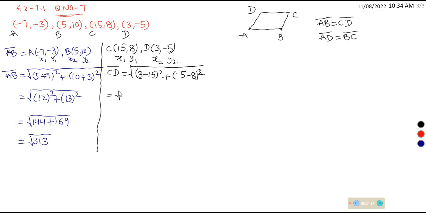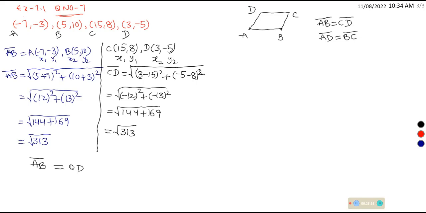3 minus 15 is minus 12, whole square, plus minus 13 whole square. Minus 12 square means 12 square is 144, and minus square is plus, so it becomes 144 plus 169. If you observe the previous calculation, here we got the same, that means root 313. Here both are equal, AB is equal to CD, we got both equal.